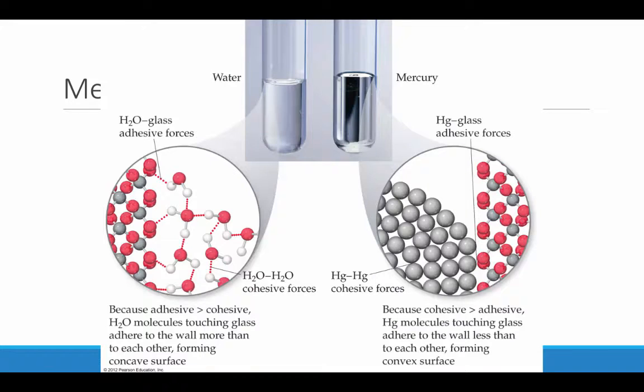Looking at this on the particle level, again, we see that the water is able to adhere to the glass and climb up the sides, whereas mercury is not able to adhere to the glass and therefore does not climb up the sides.